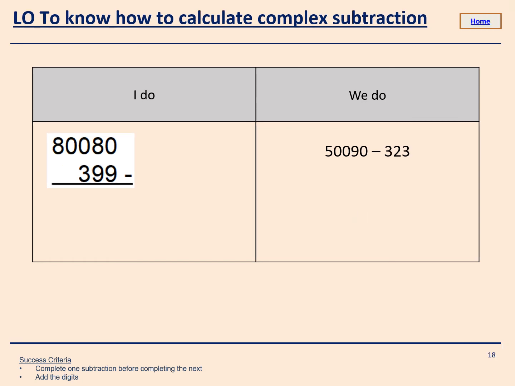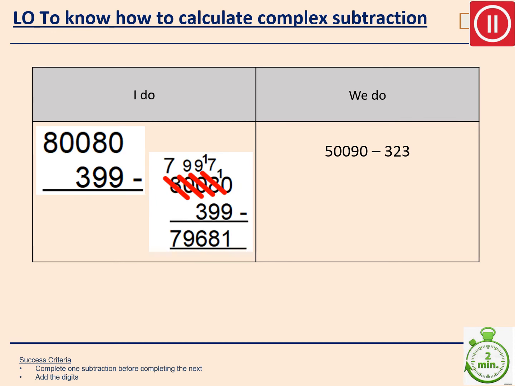Okay, final one then. We've got 80,080 minus 399. So let's have a look at the sum then. We need to have 10 in the units column to take away the 9. So we're going to borrow that from the tens column. So the 8 now goes to a 7. 10 take away 9 is 1. We've now got 7 subtract 9. We can't do that, so we need to borrow from the 10,000s column.